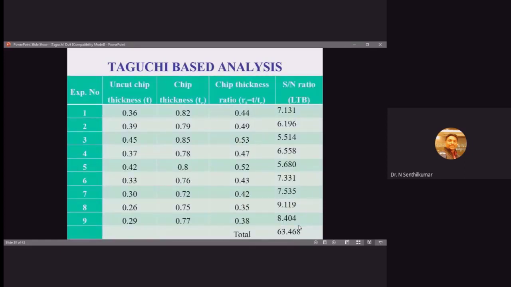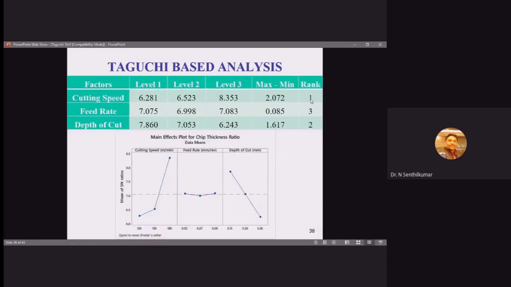Now in machining, I am going to determine the uncut chip thickness, then chip thickness, and the chip thickness ratio I am going to calculate. So T divided by TC. Right? For this I am going to consider the S/N ratio. The lower the better. Okay. It's the lower the better. So for this I am going to determine the level values. The response table. The level value, how you are going to get 6.281.